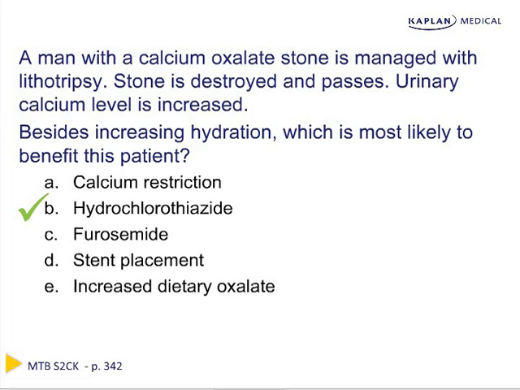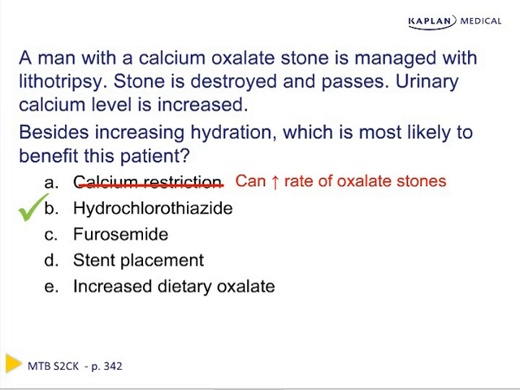Hydrochlorothiazide is a great medicine for patients with calcium-containing kidney stones because it removes calcium from the urine, increasing reabsorption into the bloodstream at the distal tubule of the nephron. It's been shown to decrease the recurrence of kidney stones if we can keep the calcium levels of the urine low. Now we know why B is correct, so let's take a look at why the other answer choices are wrong.